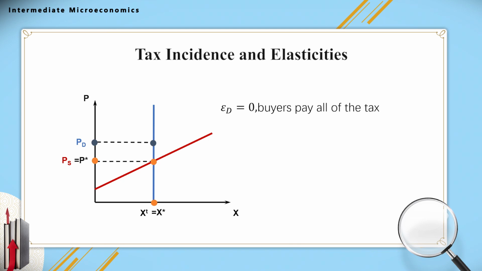In contrast, as the supply becomes more and more inelastic, the seller bears more and more of the tax burden. When the supply is perfectly inelastic, the sellers pay all of the tax.